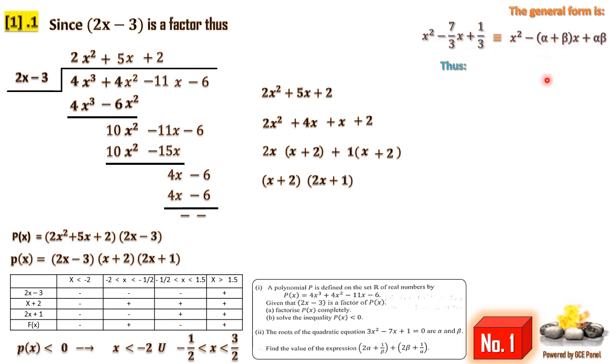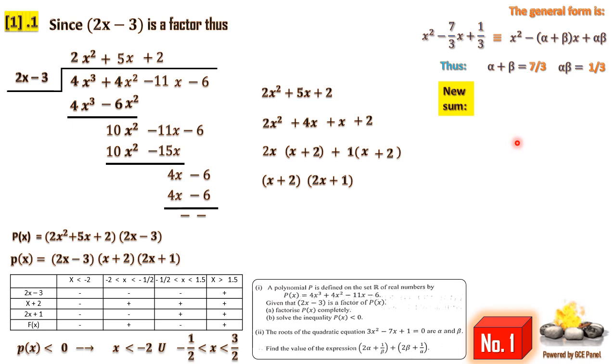Alpha plus beta will be equal to 7 on 3, and alpha beta will be equal to 1 on 3. Now, let us find the value of the expression given in this question: 2 alpha plus 1 on beta, plus 2 beta plus 1 on alpha. So, our new sum will be 2 alpha plus 1 on beta, plus 2 beta plus 1 on alpha.